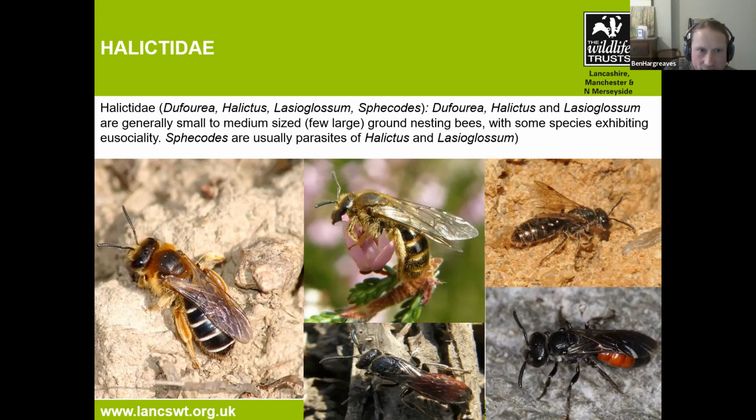Halictus are on the left, that's Halictus rubicundus, Lasioglossum in the top right picture, and the Sphecodes, which is the parasitic genus, at the bottom. I've not highlighted any Dufourea, can't pronounce that one. We don't get that in the area. Next slide, please.